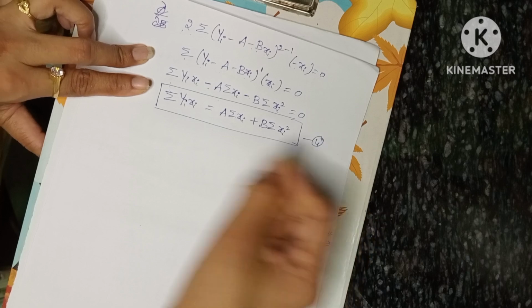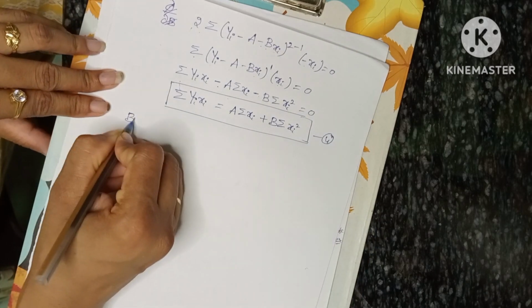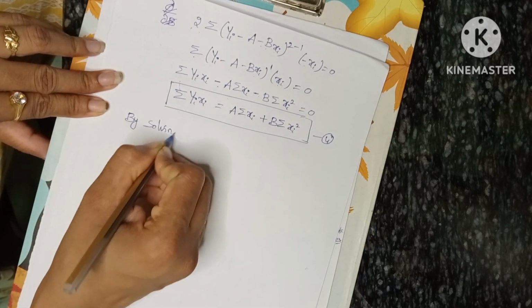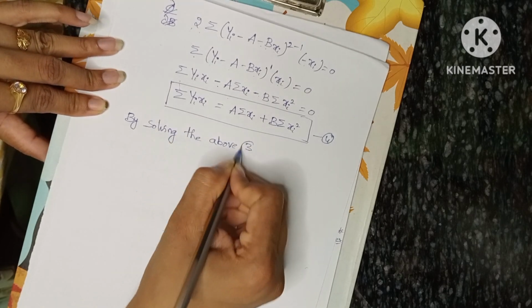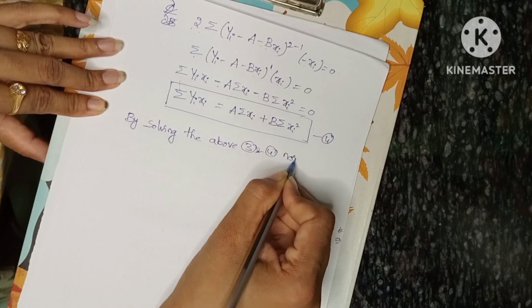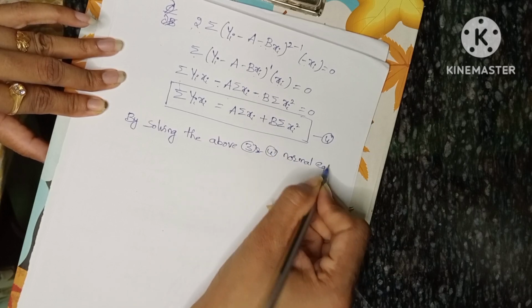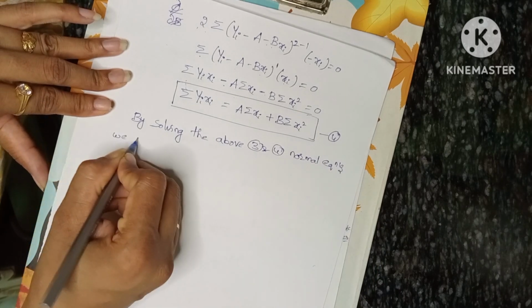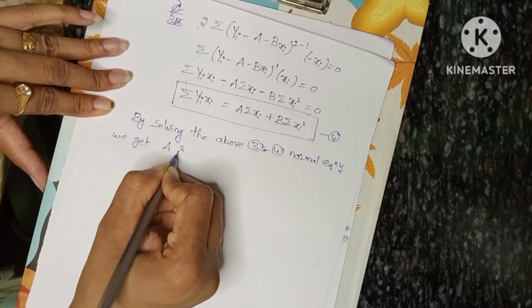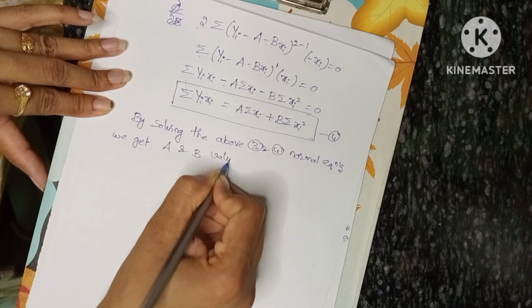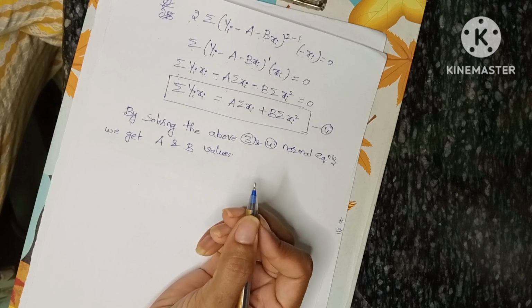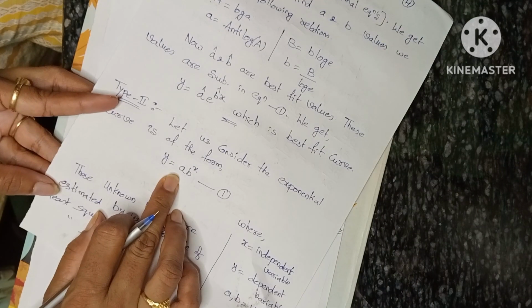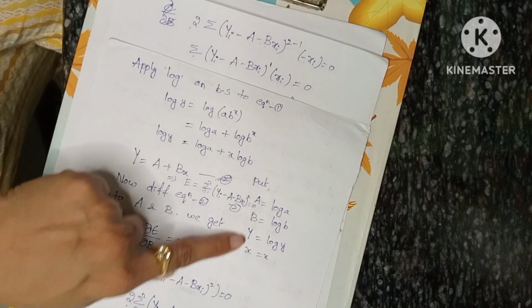Okay. So by solving the above 3 and 4 normal equations, we call them normal equations, we get capital A and capital B values. Okay, but in order to substitute in equation 1, we want small a and small b. For that, what we have to do? We have to use these terms.